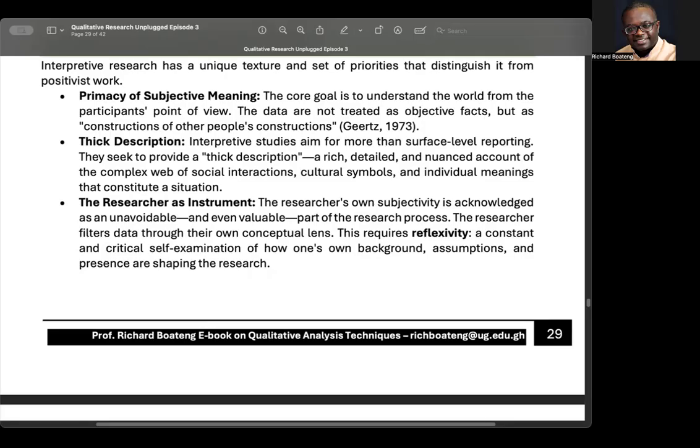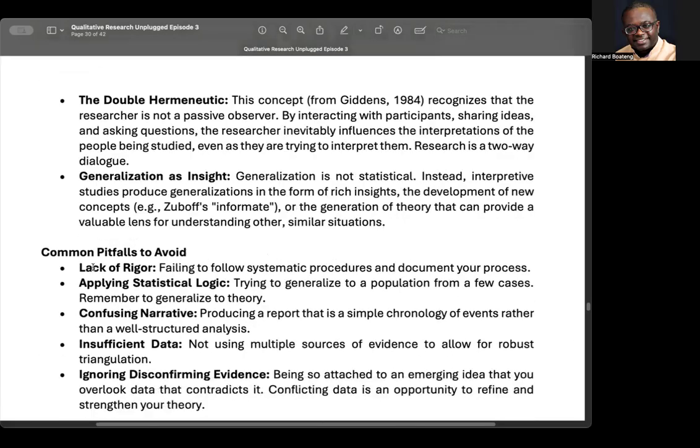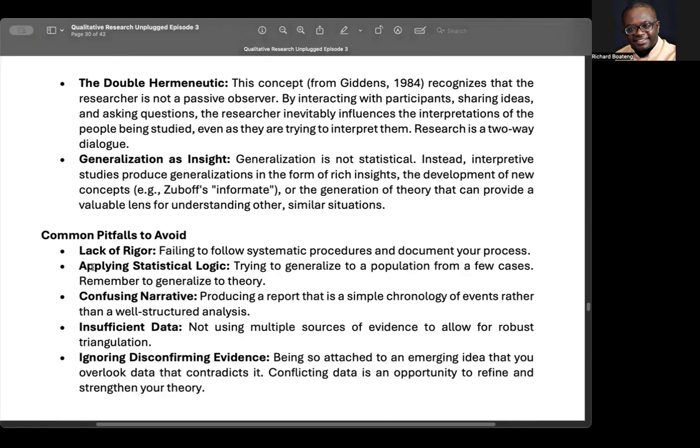And the researcher's role? The researcher is acknowledged as the instrument. Unlike positivism's attempt to eliminate researcher influence, interpretivism recognizes that the researcher's subjectivity is an unavoidable and potentially valuable part of the process. You filter the data through your own lens. This, however, absolutely demands reflexivity, that constant critical self-examination of how your own background, assumptions, and interactions are shaping the research. You have to be aware of your own lens.